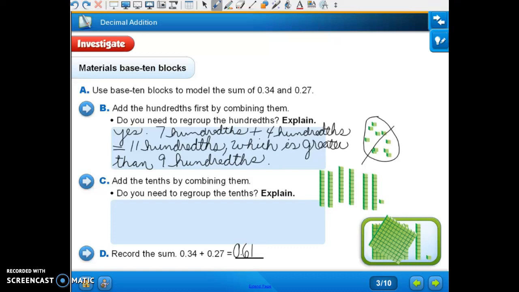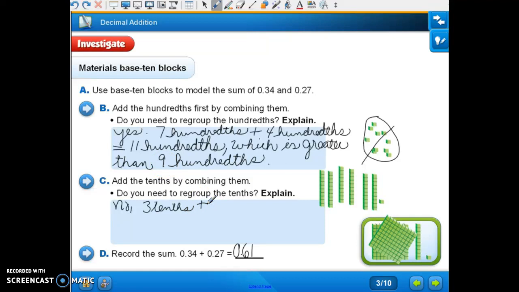All right, now on C, it said add the tenths by combining them. So when we combined them, how many tenths did we get? 6. So the question is, do you need to regroup the tenths? What's our answer? No. Okay, so let's write our explanation for why we don't need to regroup the tenths. 3 tenths. Don't forget your TH.